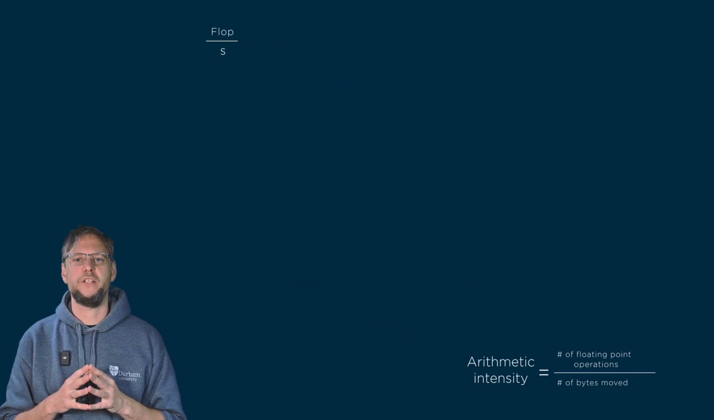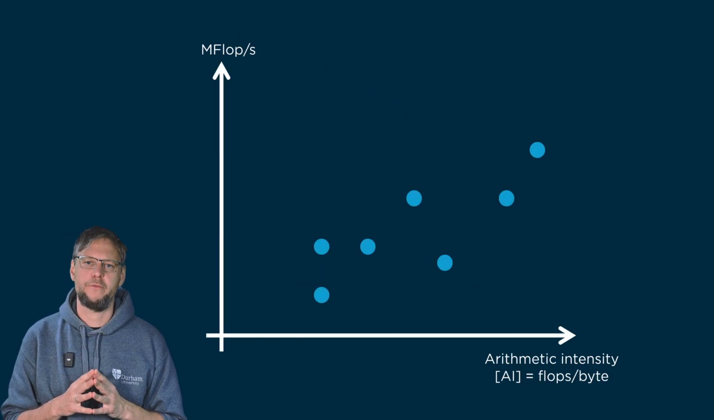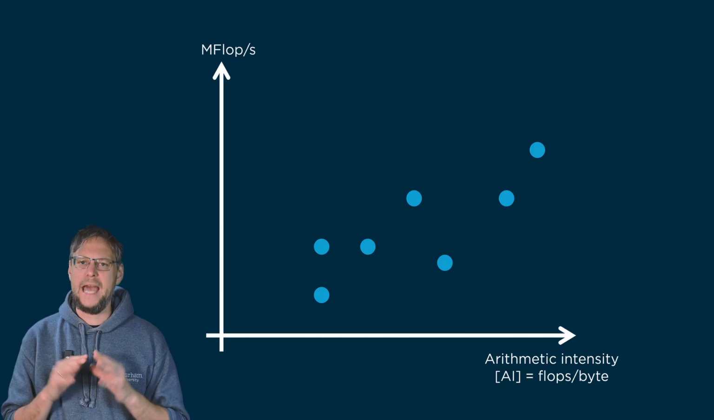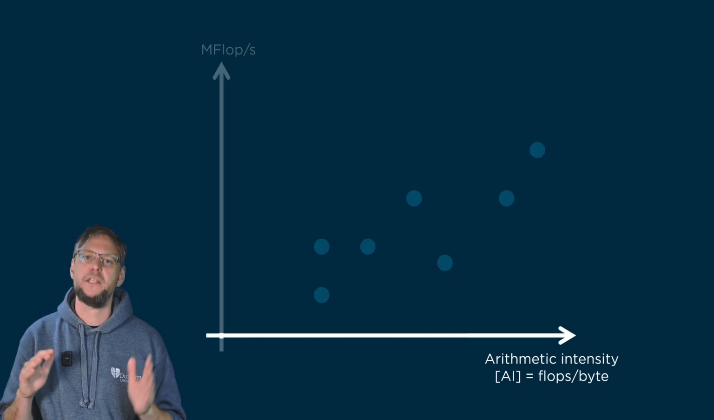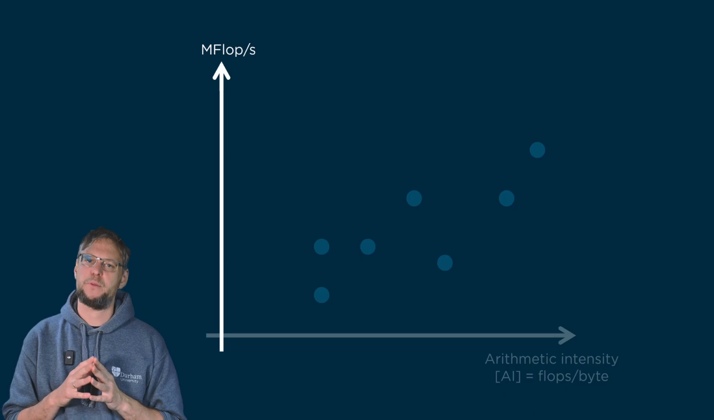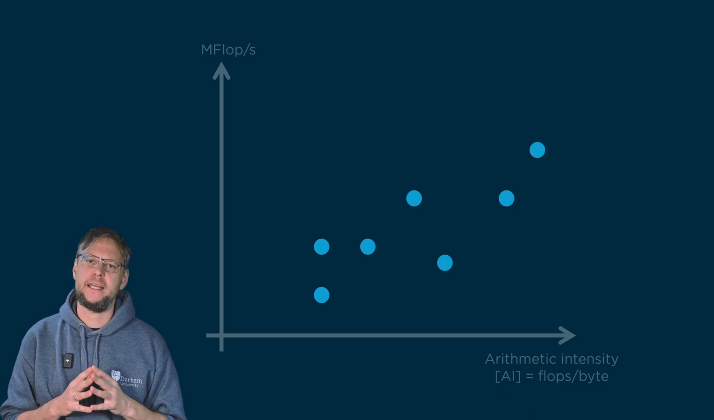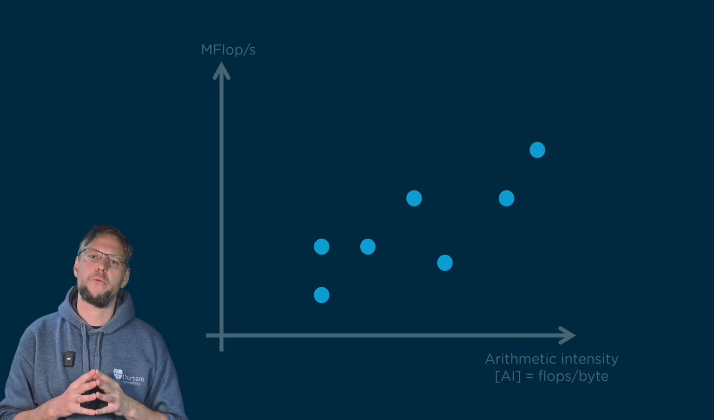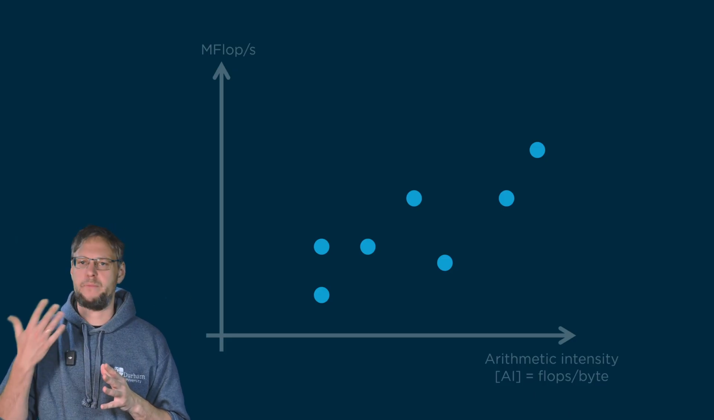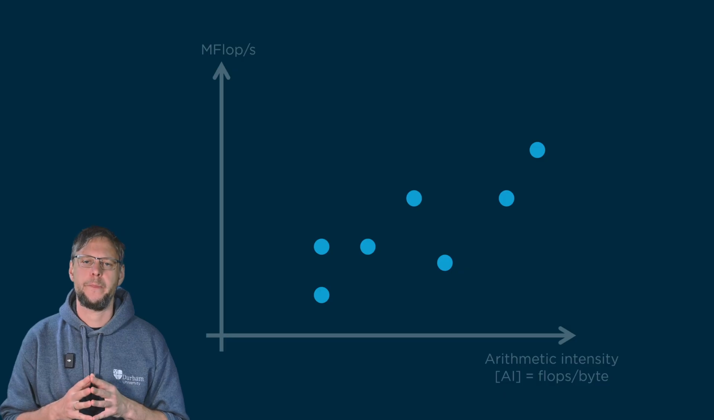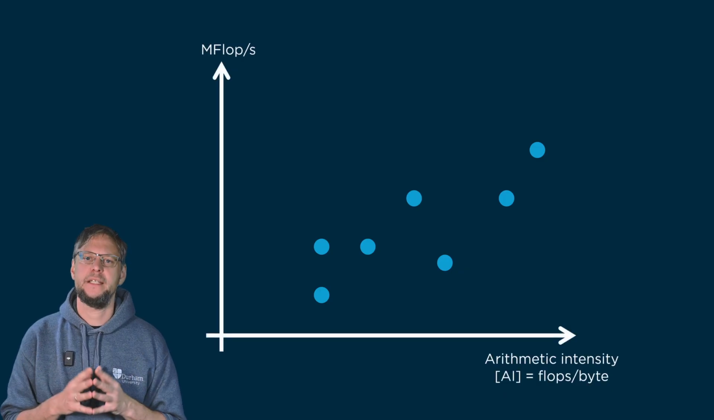Let's use the two ingredients and plot them in a graph. In this picture, the x-axis is the arithmetic intensity and the y-axis is the megaflops per second. Each dot represents the arithmetic intensity and the floating point throughput for a function or an expensive loop within our code. We get a scatter plot characterizing the overall code.